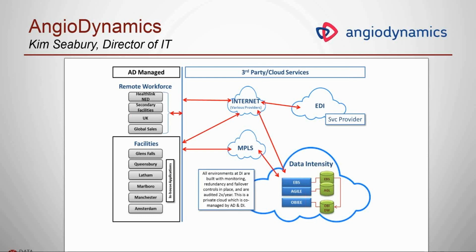So we have secondary facilities globally, including distribution centers, minor manufacturing sites, and some smaller sales offices. Of course, our sales force is also global and remote, so we have to ensure everyone has the ability to do their job while maintaining security in our environments. And one last note, it shouldn't come as a surprise, we're a medical device company, so we're highly regulated.